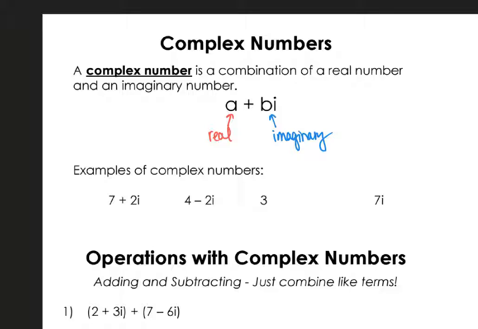Examples of complex numbers: 7 plus 2i, where 7 is the real part and 2i is the imaginary part. 4 minus 2i, where 4 is the real part and negative 2i is the imaginary part. 3 is considered a complex number because you can rewrite it as 3 plus 0i, so the imaginary part is just 0. Same thing with 7i: the real part would be 0, and the imaginary part would be 7i.